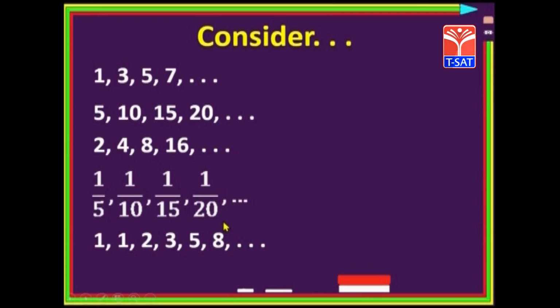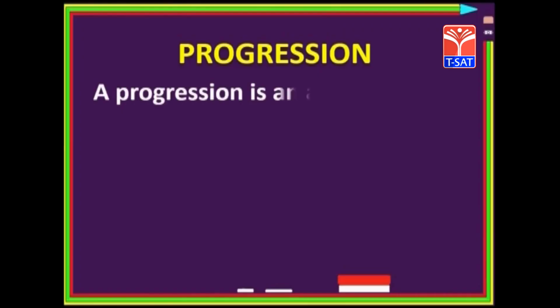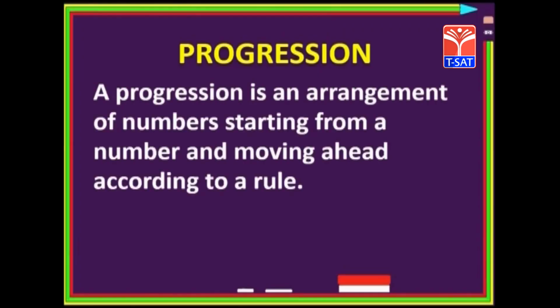So like this we can see some different patterns in mathematics, which are arrangements of numbers that follow some rule, and in these arrangements of numbers some of the sequences start from a number and move ahead. These types of sequences are called progressions. So let us learn what is a progression. A progression is an arrangement of numbers starting from a number and moving ahead according to a rule.